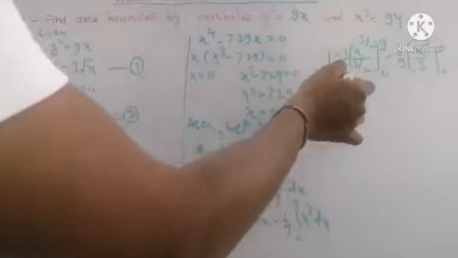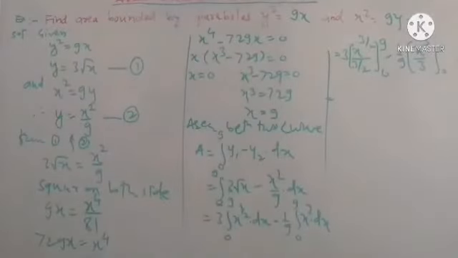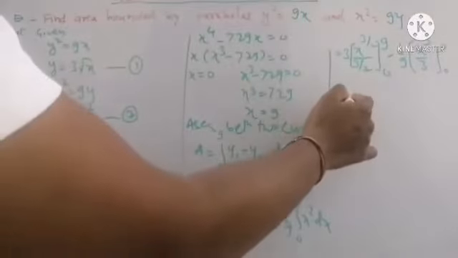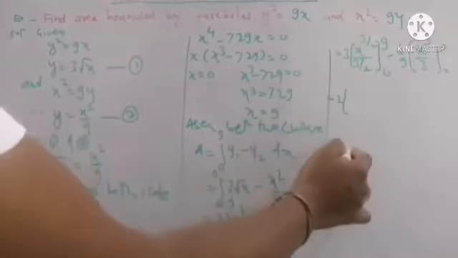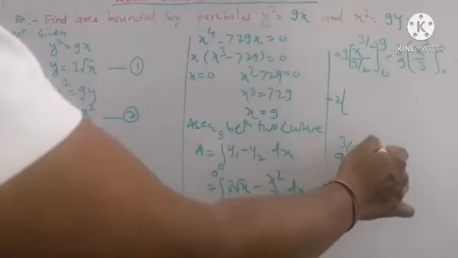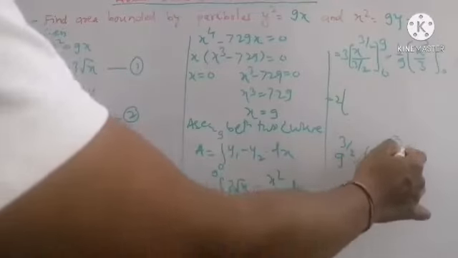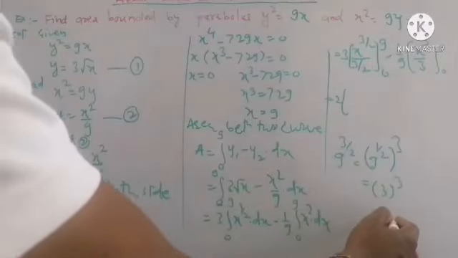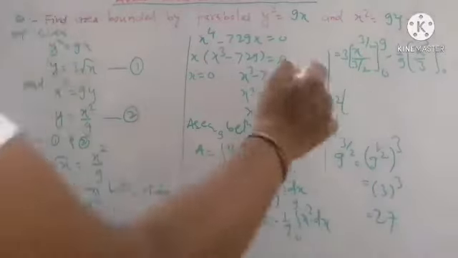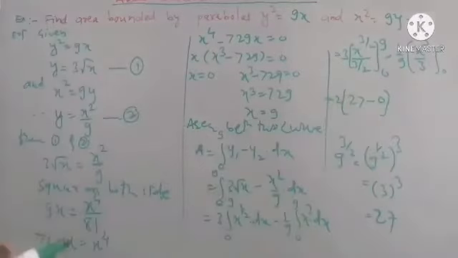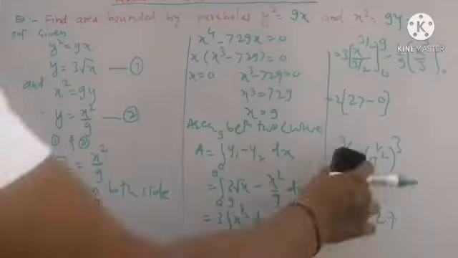Now 3 by 2 we take outside the bracket, and as 3 gets cancelled, we have 2 in the numerator only. Now we have to find 9 raised to 3 by 2, which we can simplify as 9 raised to half, raised to 3. Actually 9 raised to half is 3, cube is equal to 27. So 9 raised to 3 by 2 is 27. So the upper value will be 27 minus the lower limit, which is 0. So the lower value becomes 0, as power of 0 is always 0.